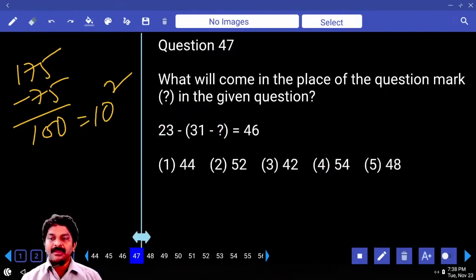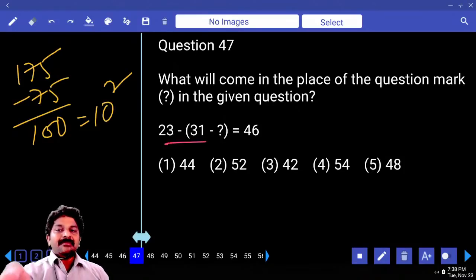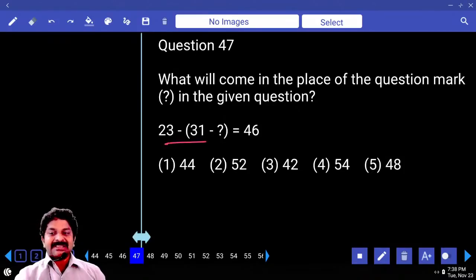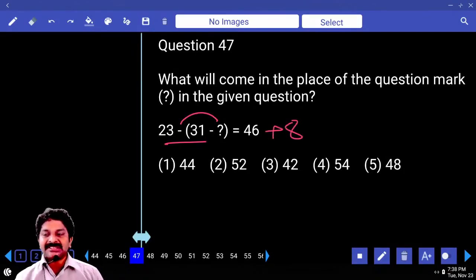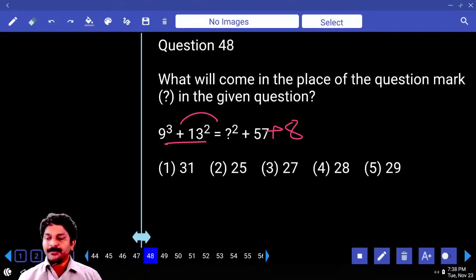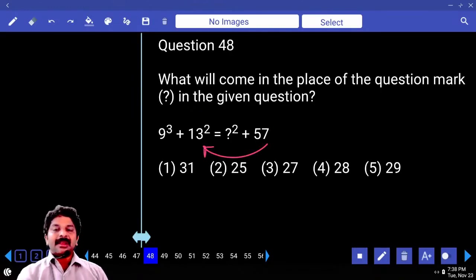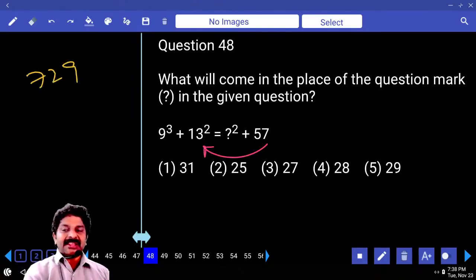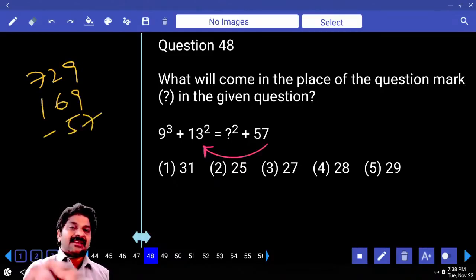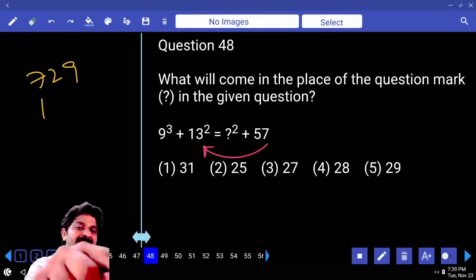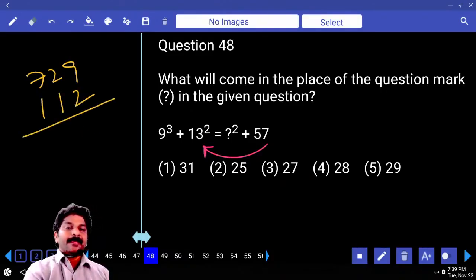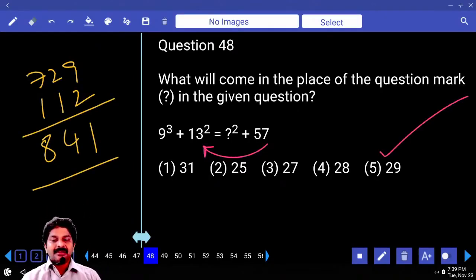Next, 23 minus 31, minus 8. Minus of minus is plus. Minus 8 goes to the other side and becomes plus 8. Answer 54. Right, 57 comes to the left hand side. 9 cube is 729. 13 square is 169. And from this we have to subtract 57. From 169 if you subtract 57, that is equal to 112, which is 841, which number square? 29 square.